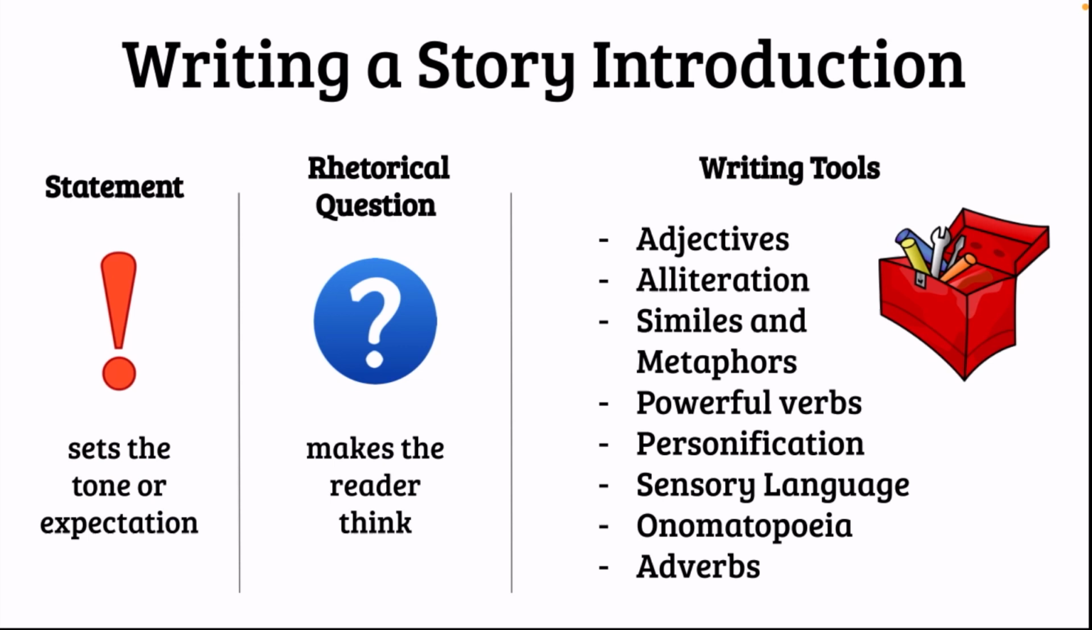Now, of course, when you're writing a story, you need to have all your writing tools in your back pocket, including how to create sentences using different types of punctuation, and then this list here of different ways of adding interesting words and description into your writing. So adjectives, alliteration, powerful verbs, adverbs, just to name a few.